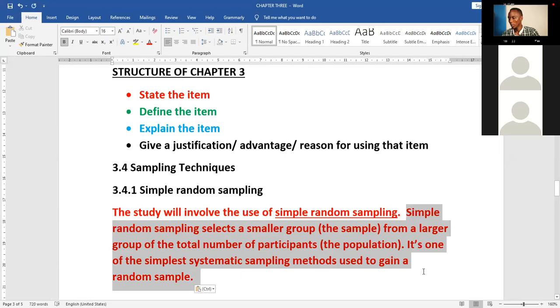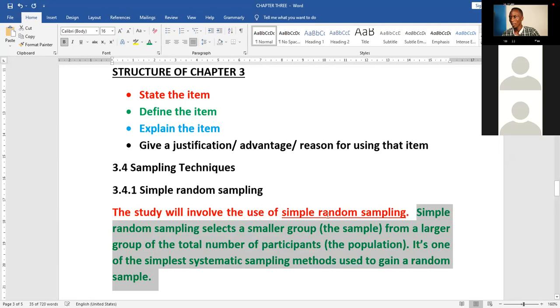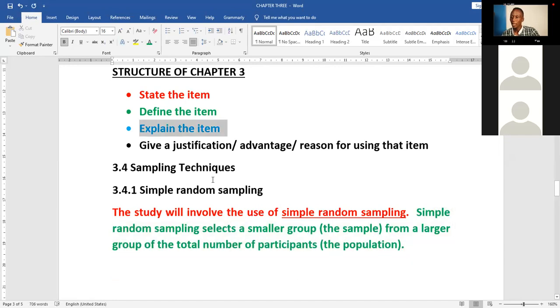So this is the definition. It should be in color green. Okay, then what is next? The next thing is explain the item. So which people are we going to use to randomly select? The category of respondents on which we are going to be using this method.